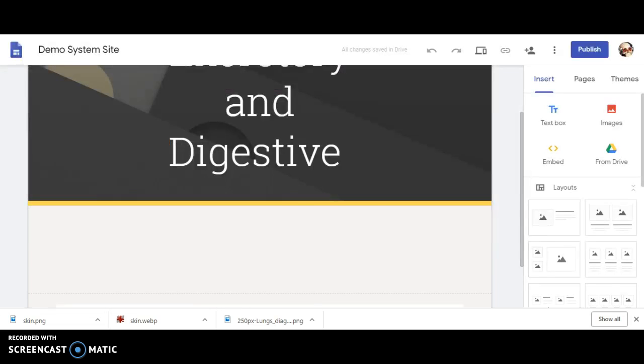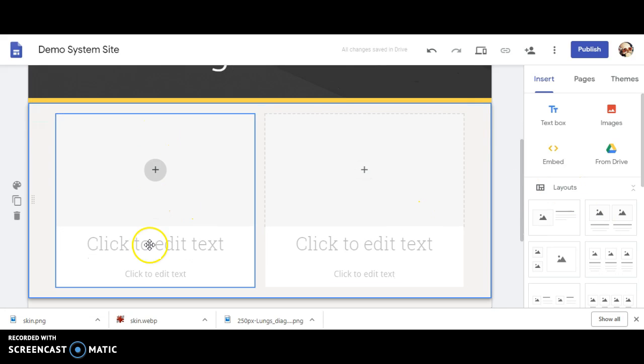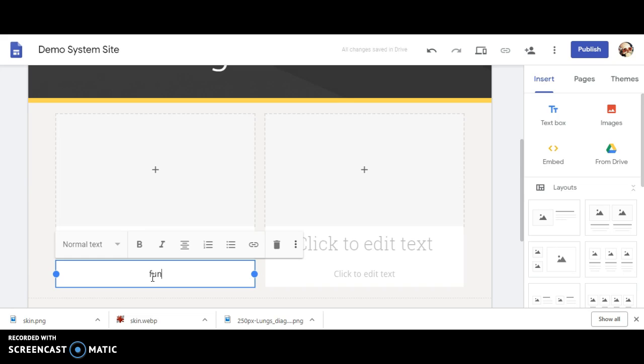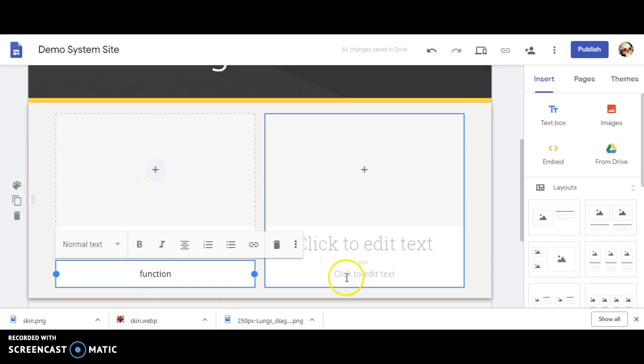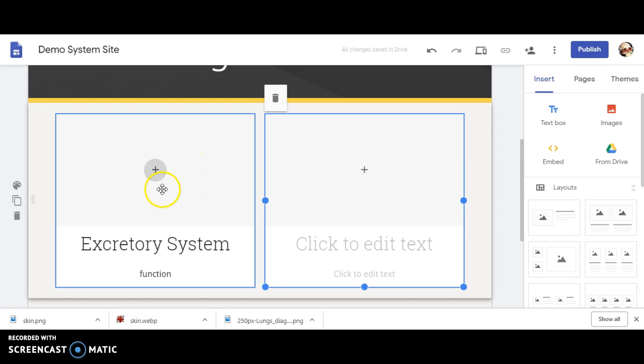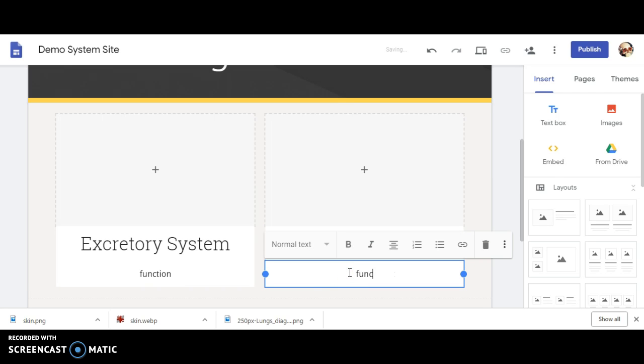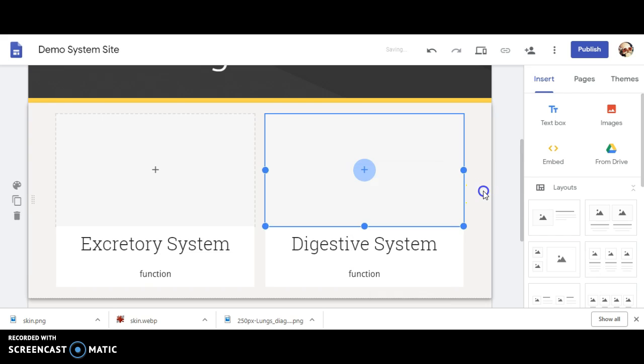All right, so then I go back to my demo site, and I know I have two different systems that I'm talking about. So again, I think it's most beneficial to use this layout. I can make this section about the excretory. Can add information about the function, what's its job, what does it do, and add a picture. Your pictures are going to include kidneys and things like the BrainPOP video that we watched today. And so then the digestive system and its function. And then again, your pictures are going to include things like the stomach and the esophagus.